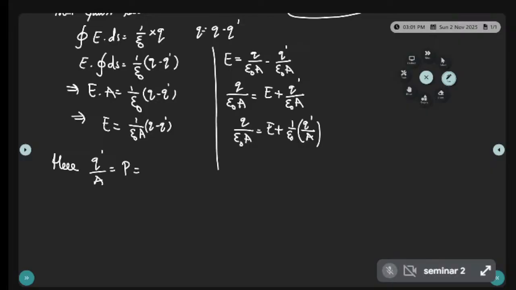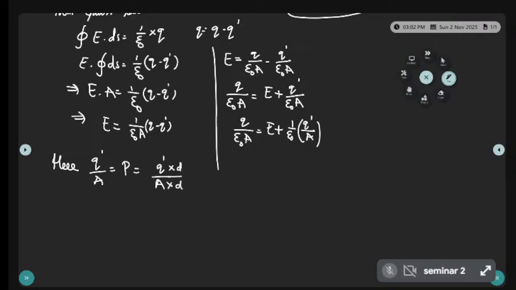In the denominator, what must be there? Volume must be there. But here, what is there? Area is there. In the numerator, what is there? Charge is there. But what is the definition of polarization? Dipole moment per unit volume. In the numerator, dipole moment must be there. In the denominator, that is equal to Q prime by A. How? See here, Q prime by A as it is I am writing. What I do? I multiply and divide with d.